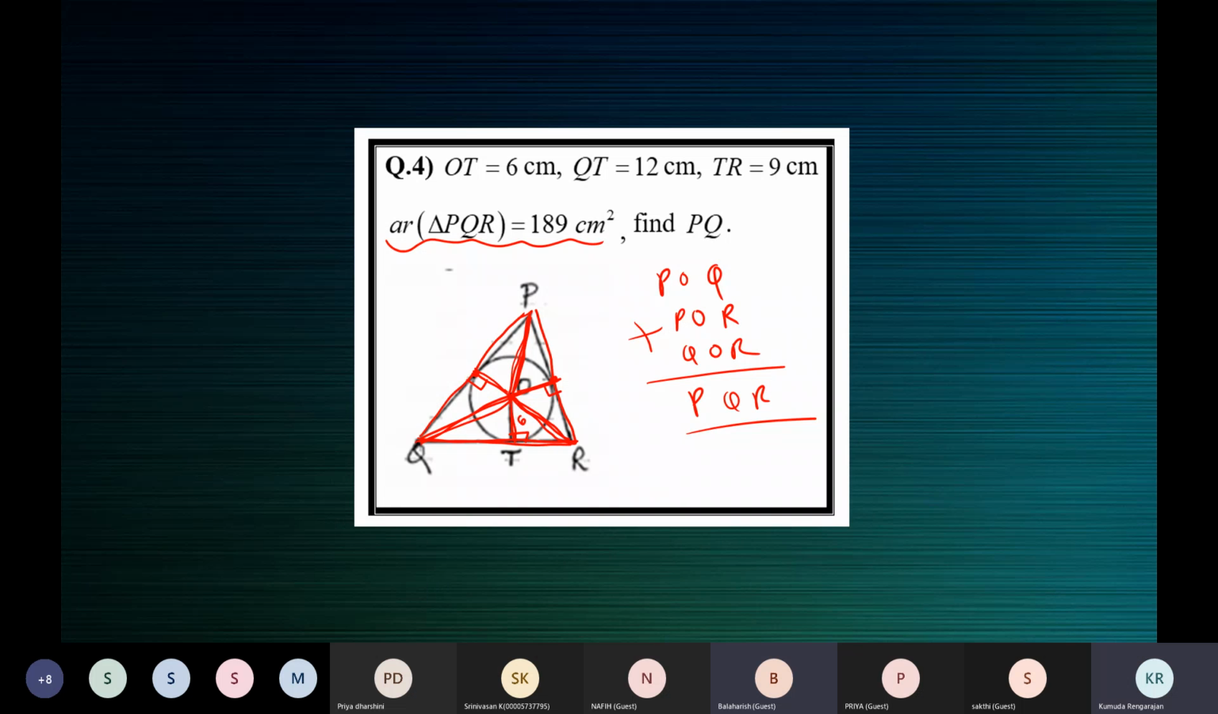Now for these small triangles, we find the area using the formula half base into height. Okay, so before that, we have OT is 6, so everywhere this radius is 6. Then QT is 12, so this is also 12. This is also 12. TR is 9. If this is 9, this is also 9. So we don't know this piece, so let's call it X, because you know the tangents from an external point of the circle are equal.